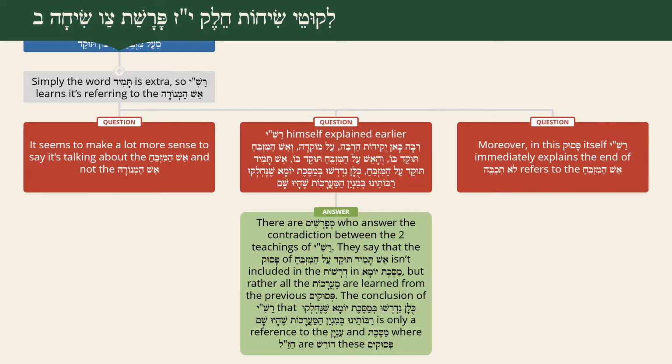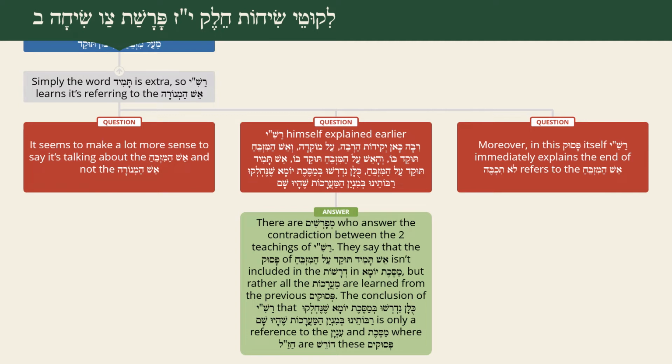Because he does quote our pasuk as well. So the way we're going to read it is that the conclusion of Rashi, that Kula Nidrushu b'Maseches Yoma, Shenech'luku Rabbeinu b'Minyan Hamarachis Shahayu Sham, the meaning of these words is only a reference to the Inyan and Maseches where Chazal are derish these psukim. Rashi is not saying that all of these psukim are connected to the number of fires on the Mizbeach.